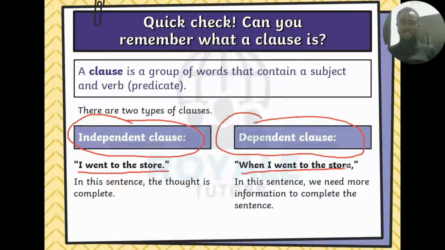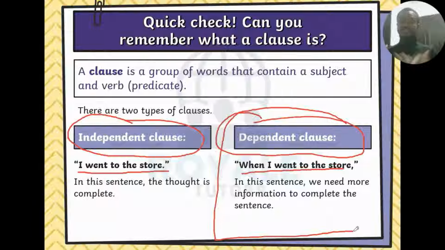Now, why are we doing this check? It's simple. Before we can talk about a relative clause, it's important that we do a revision of what an independent clause or a dependent clause means. Why? Because a relative clause is an example of a dependent clause. I'll say that again. Because a relative clause is an example of a dependent clause. We have types of dependent clause, but we don't have types of an independent clause.